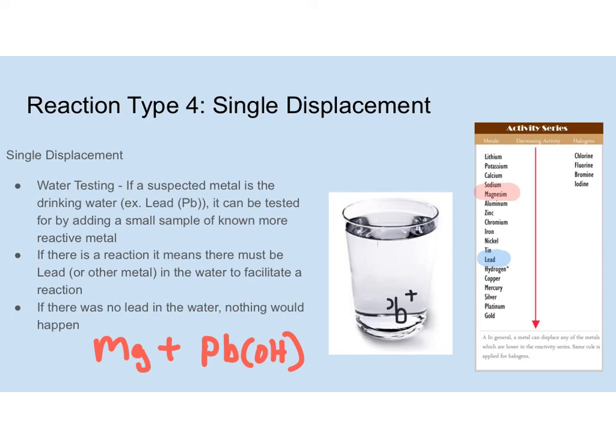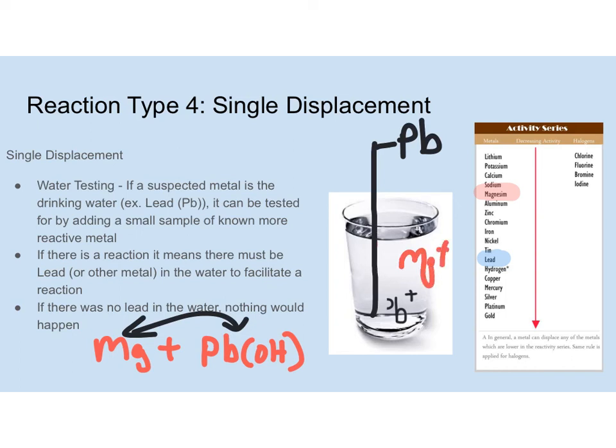It's going to disappear, and then we're going to have a piece of lead that just starts to form. That would tell me that there was lead originally in this solution, because I placed a piece of magnesium in there, magnesium went in, they swapped places, I got a pure piece of lead here, and now I have my magnesium dissolved in the water. So it's a way that you could test to decide whether or not a metal was dissolved in the water. If there's a reaction, it means there must have been lead.